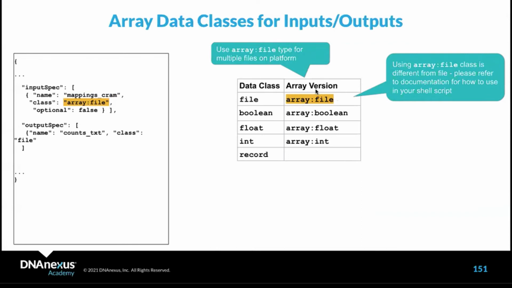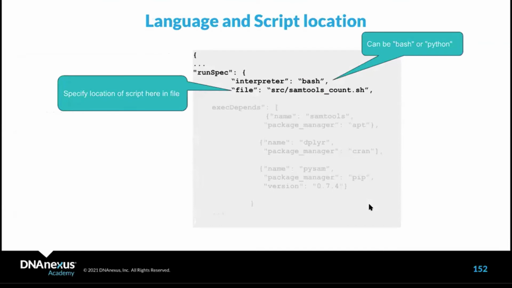You can also use this in the output. We do want to point you to the documentation. Using this is different. You have to use bash arrays, and the notation is very specific, so definitely please look at the documentation for more about working with arrays. We already saw in our run spec, as Anastasia helpfully talked about, that we have our interpreter, and then the location of the script that we want to run.